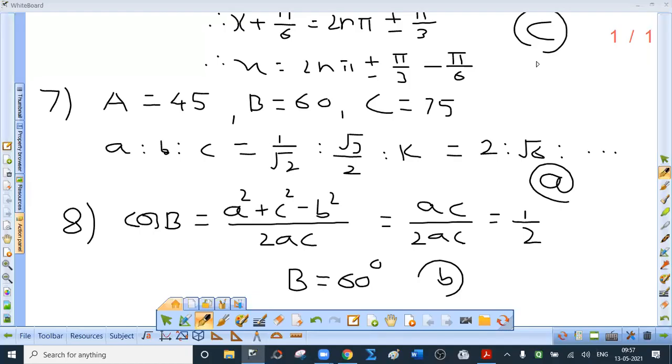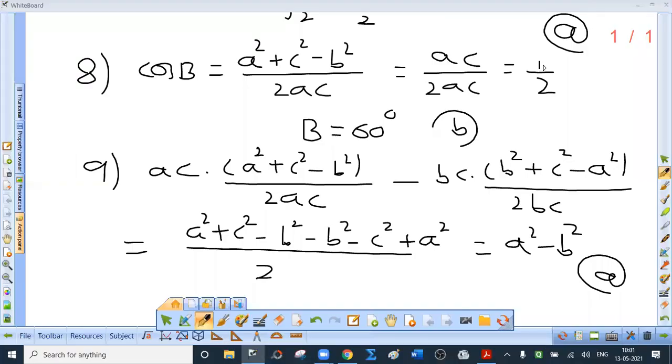Sum number 8. In triangle ABC, if C square plus A square minus B square is AC, then angle B is. Use cosine rule. Cos B is A square plus C square minus B square upon 2AC. But numerator is given to be AC. Substitute. So cos B is half. So B is 60 degrees. That is pi by 3 radian. Correct option is B, Bombay.